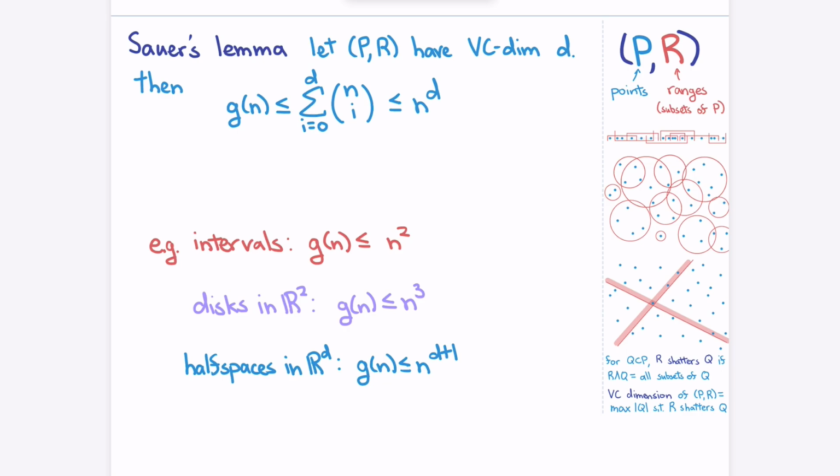The summation is slightly more precise. We need the precision because it's going to be a proof by induction, so you need to do it very carefully. So intervals is n squared, disks n cubed, half spaces in R^D, G(n) is less than or equal to n to the D plus 1. So you need roughly D points to do those epsilon nets and epsilon samples. Lots of algorithms using the so-called kernel trick take the points and transform them into really high dimension and then look for a half space.